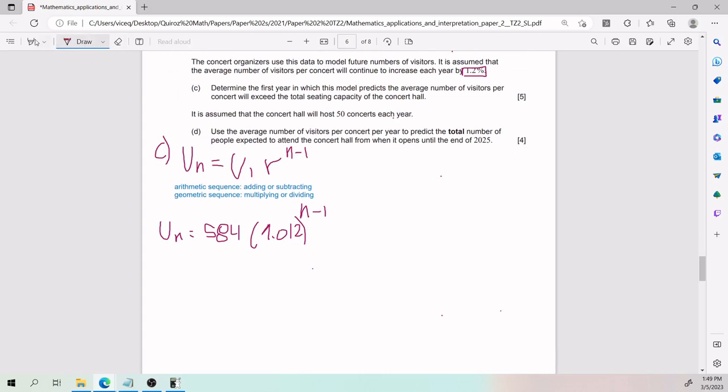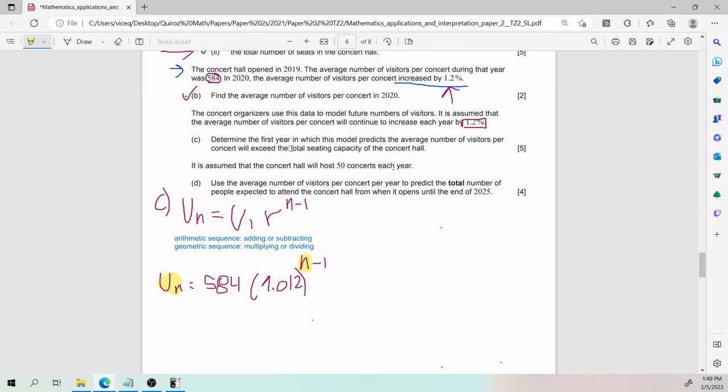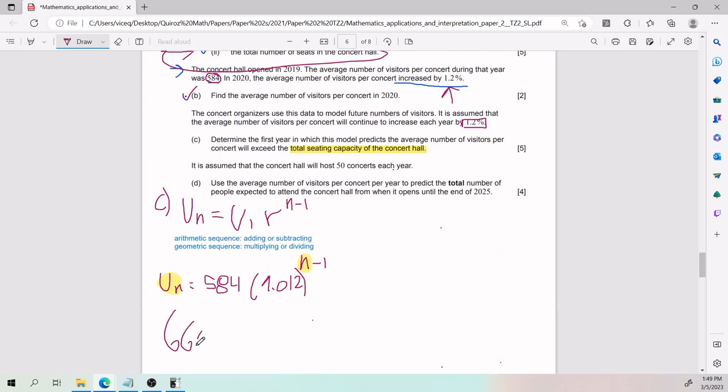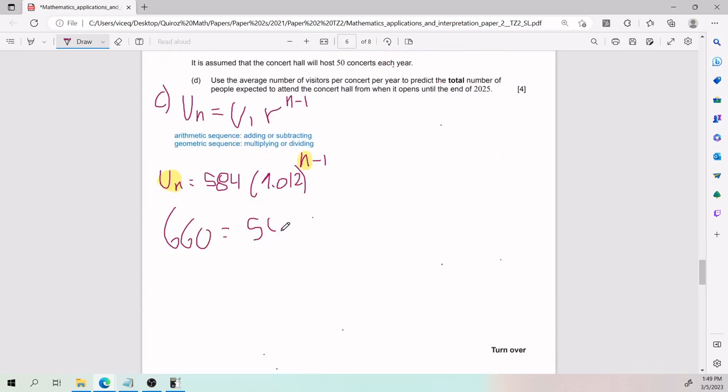Right now I still have two variables, un and n. Since we're talking about the total seating capacity of the concert hall, I'm going to choose for my un to be the total seating capacity, which we said was 660. So 660 equals 584 times 1.012^(n-1). All right, awesome. So now we need to figure out what n is and work from there.